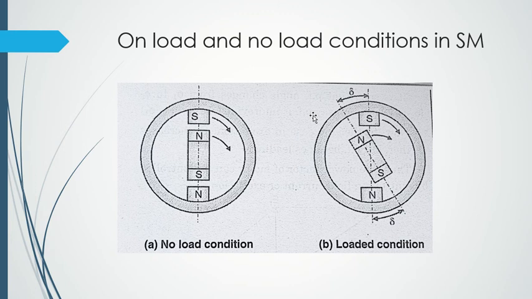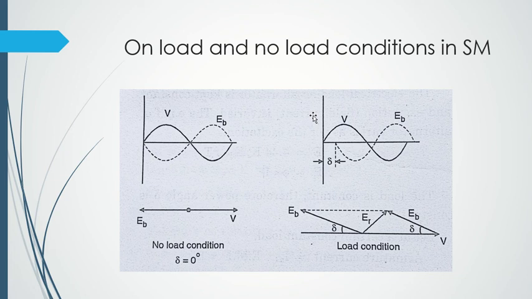Let's come to this figure. Here you can see the waveform is now shifted by an angle delta. The left one is no load condition, the right one is loaded condition. When there is no load, EB is equal to V, but it is 180 degrees shifted, which means both of them will cancel out each other. Voltage is going here, and induced EMF is going here. Both are equal in magnitude and opposite in direction, so they will cancel each other. At no load condition, there is no load angle, because the rotor and stator pole axes coincide, so the load angle will be zero.